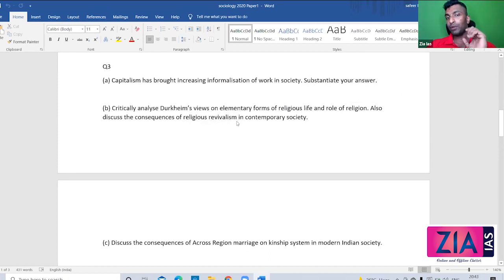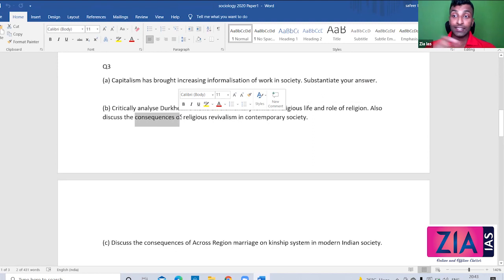Now remember guys, whenever you talk about revivalism, it's very easy to mention the consequence. What's the most important consequence? It's a threat to secularism. Definitely it should be there in your answer. This is something which you need to keep in mind. These four are connected: fundamentalism, revivalism, communalism, secularism. Any one is asked, you need to mention all the four. If revivalism is asked, I'll tell it promotes fundamentalism, it promotes communalism, it's a threat to secularism. So I brought the other three.